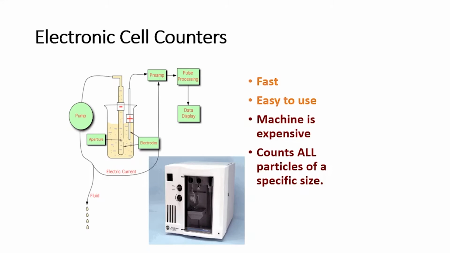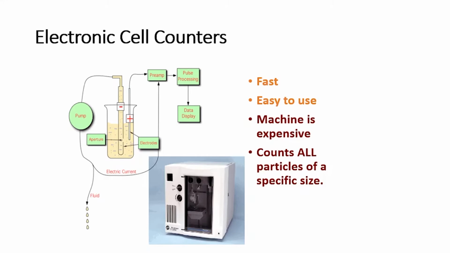And every time you interrupt the current, effectively what that is, is a cell passing through, because the cells do not allow the current to go through, because lipids don't conduct electricity very well, so it just kind of blocks it for a second. So every time you get a little block, it goes beep, and it counts one. Okay? Very easy, very fast. You could be trained to use this in under an hour and be perfectly competent at it.